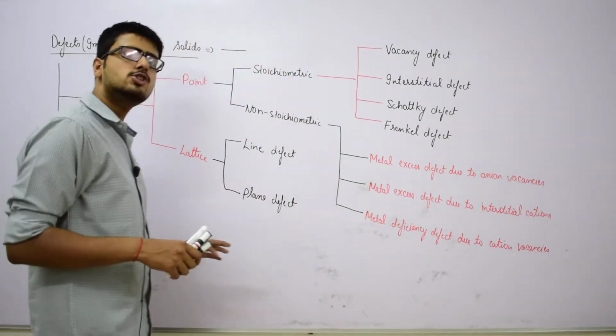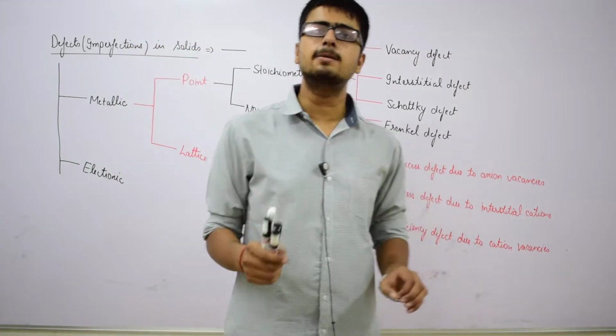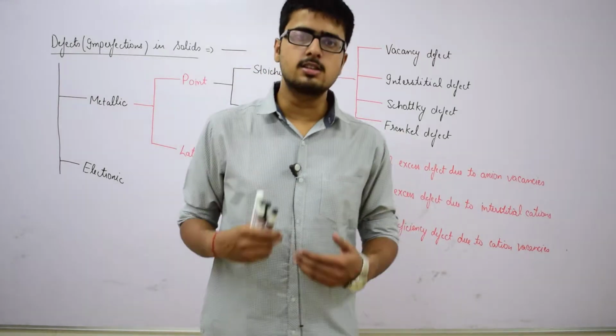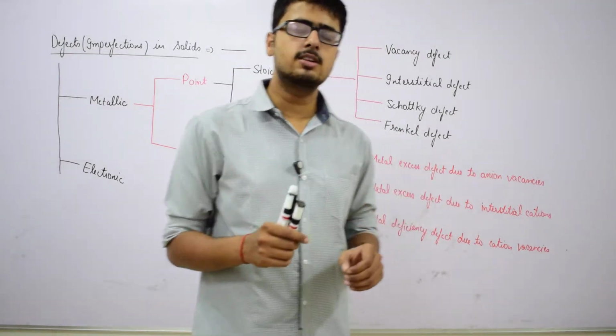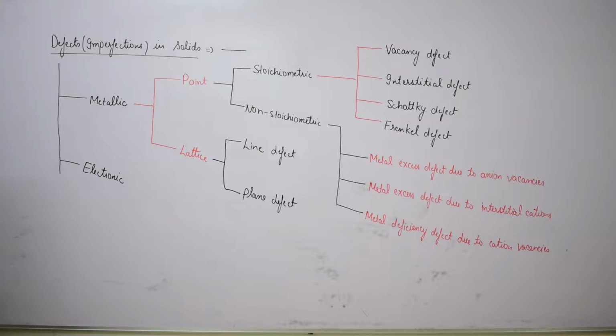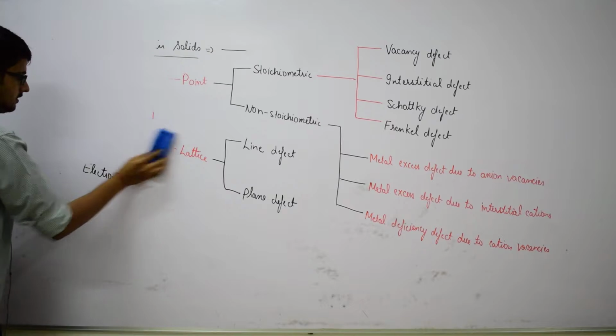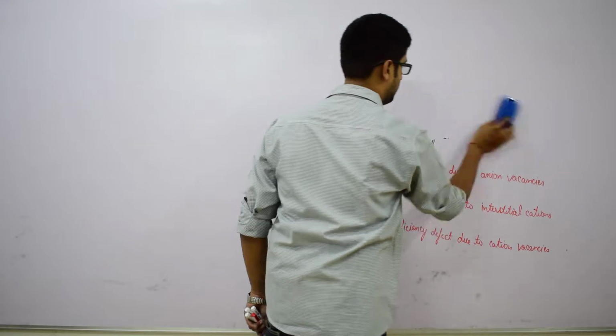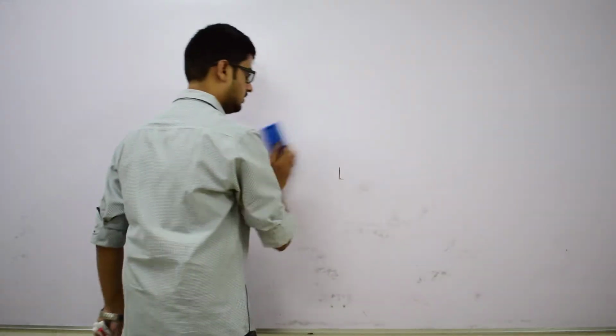So, this is the entire flow chart for the different categories or types of imperfections or defects which are seen in solid crystals or solid lattices. We have to discuss each and every type in detail. Now, let us start from the first one.